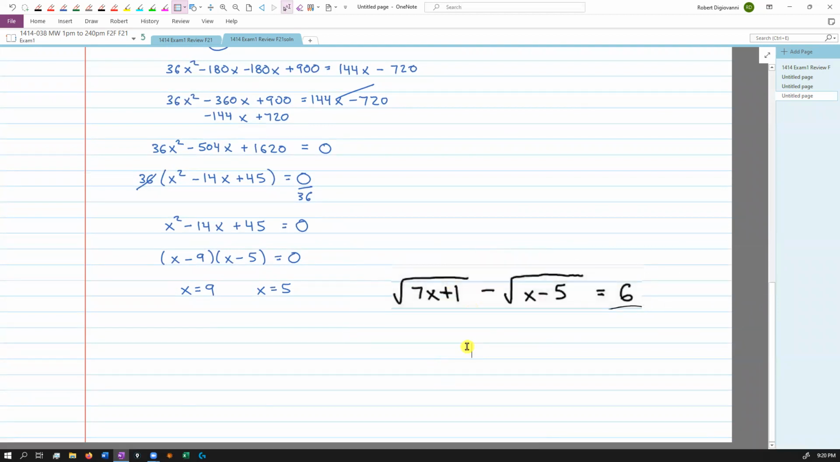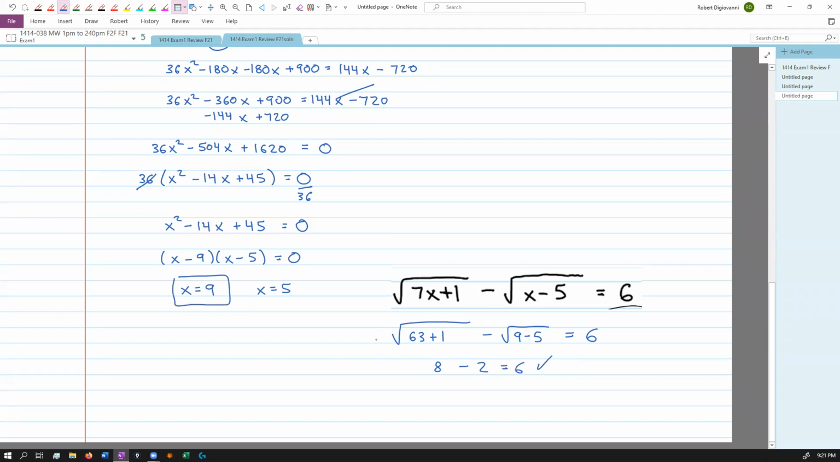Okay, let me try 9. If I try 9 in here, I get square root of, let's see, 7 times 9 is 63 plus 1, minus the square root of 9 minus 5. The question is, does that equal 6? So 63 and 1 is 64. Square root of 64 is 8. Minus, 9 minus 5 is 4. Square root of 4 is 2. And hey, 8 minus 2 is 6. That works. So that is a solution.